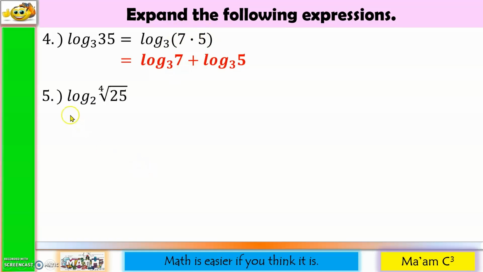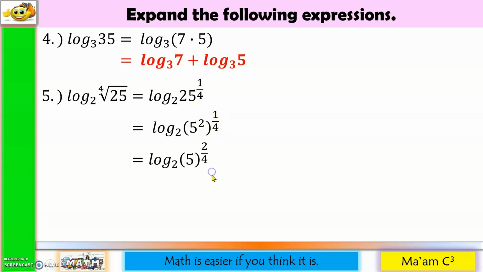Next one. We have the logarithm of the 4th root of 25 to the base 2. So first, let us convert our root into exponential form, so that will become 1/4. And then I'm going to express 25 as 5 squared. And then I can simplify my exponent. So 2 times 1 is 2 divided by 4, and then 2 over 4 is 1/2. Then I'll bring down this exponent here in front. So I have 1/2 log of 5 to the base 2.